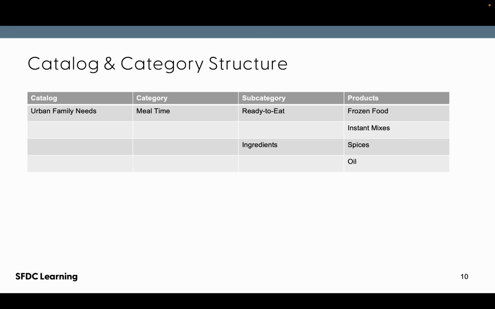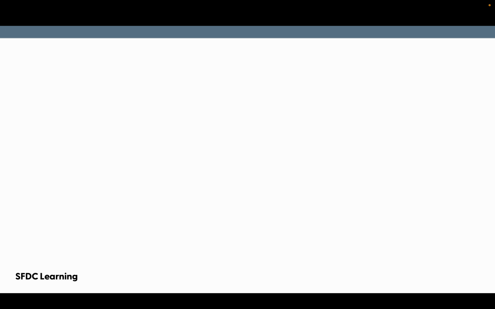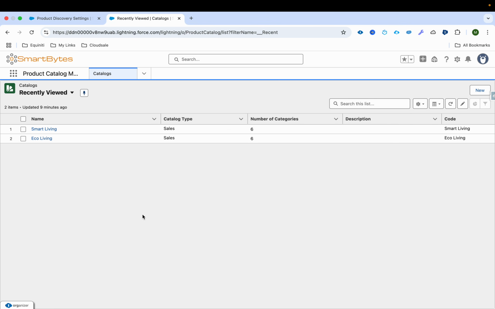And this is the one that we are going to create right now in the tutorial, which is Urban Family Need. So we are going to create a catalog with the name Urban Family Need, which will have a category called Mealtime, which in turn has two subcategories: ready to eat and ingredients, and each of them will have a couple of products, where frozen food and instant mixes are part of the ready to eat subcategory, and spices and oil will be part of the ingredients subcategory. Now let's review the configuration.